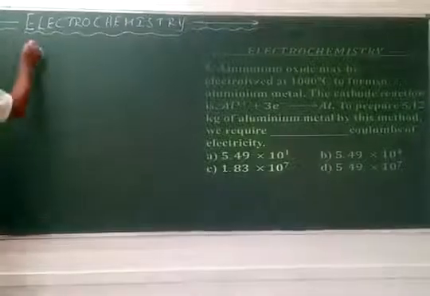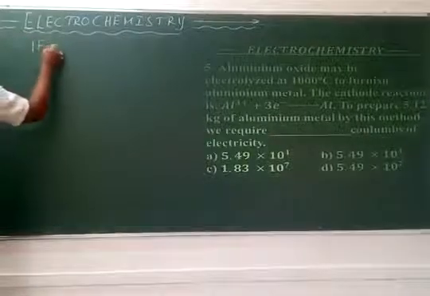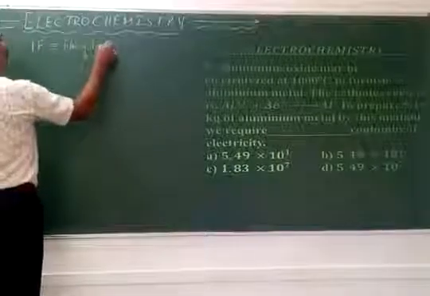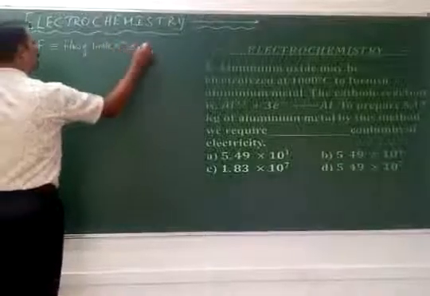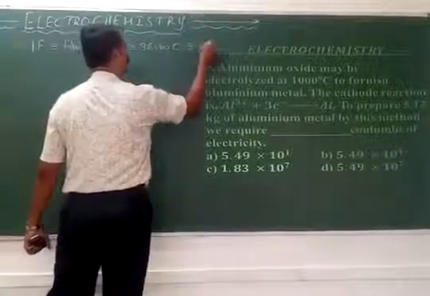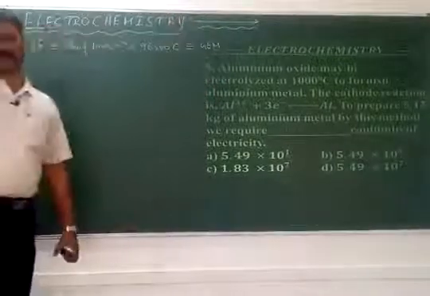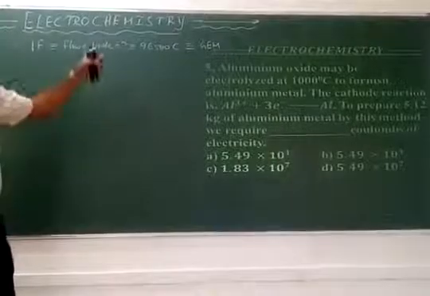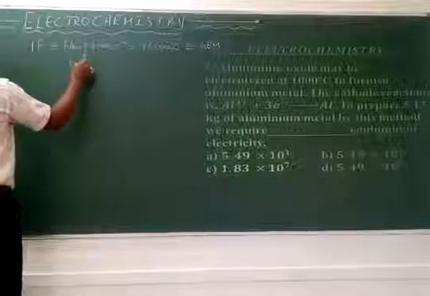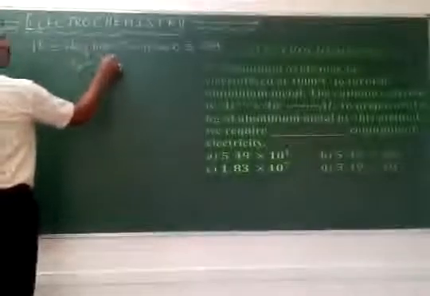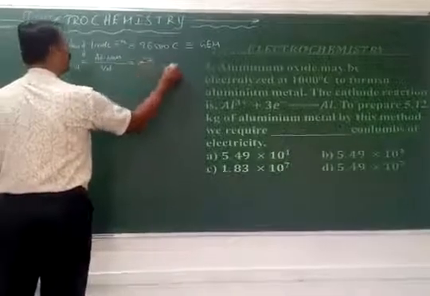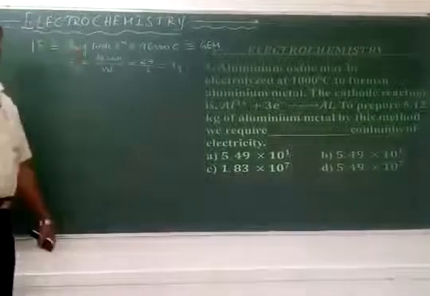First you have to be very familiar. 1 Faraday is nothing but the flow of 1 mole of electrons, and that is equal to 96,500 coulombs, and the mass deposited is the gram equivalent mass. The gram equivalent mass refers to 1 Faraday. First, what is the equivalent mass of aluminium? It is atomic mass divided by valency. Atomic mass is 27 divided by 3, that is equal to 9 grams. That 9 grams is the equivalent mass.